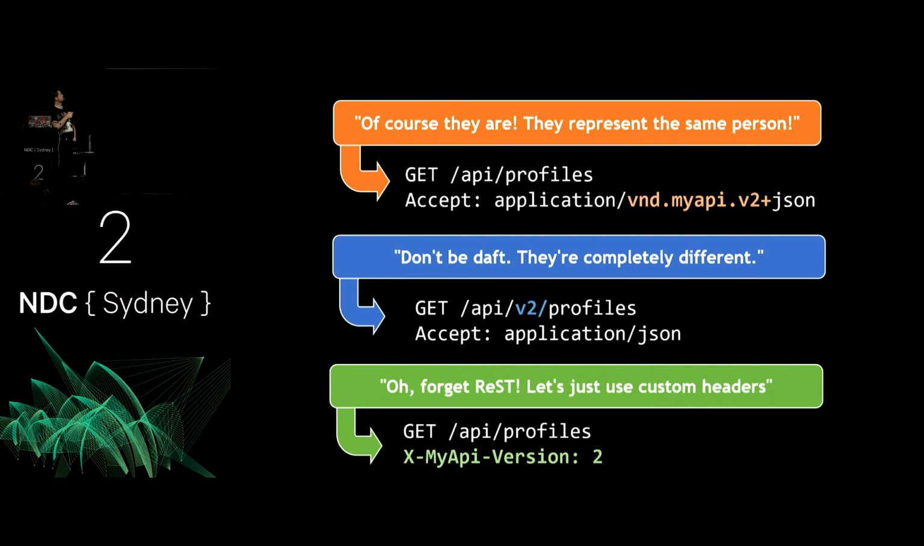So if version 1 and version 2 represent the same person, the same resource, use content negotiation. Same thing, different format. If they're completely different, it makes sense to use a different URI, because in this case you have different resources. A resource should be addressable by the same URI. So different resource, different URL.